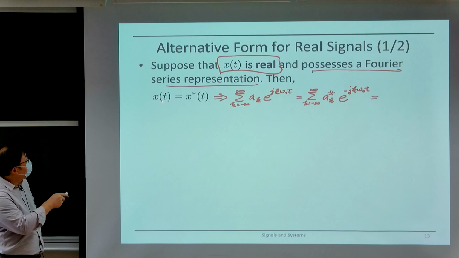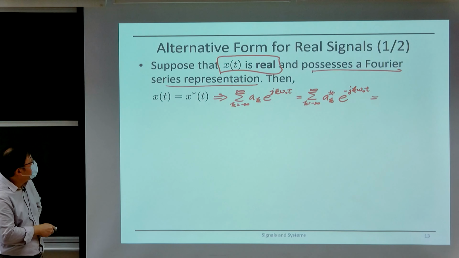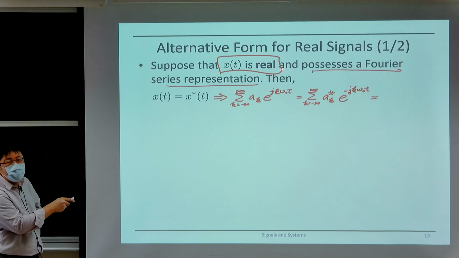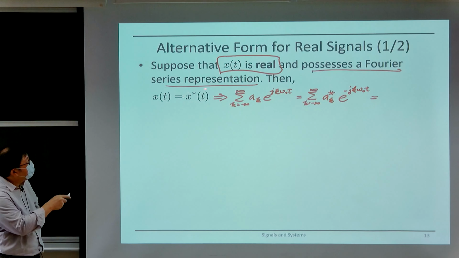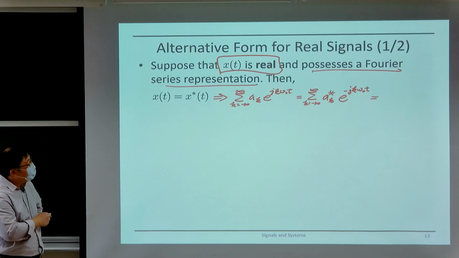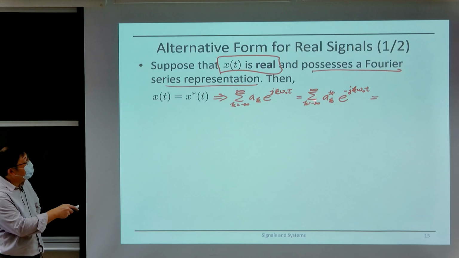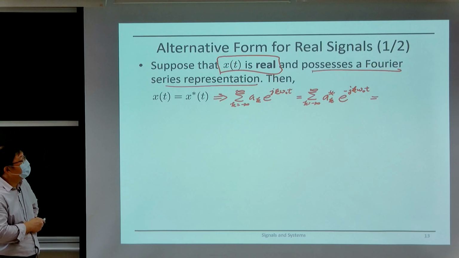So this is x of t, right? And because x of t is real, it must be equal to its complex conjugate. So if you take the complex conjugate of this, it will be equal to the summation of the complex conjugate of a times the complex conjugate of this exponential, which is e to the minus j k omega naught t. Okay?